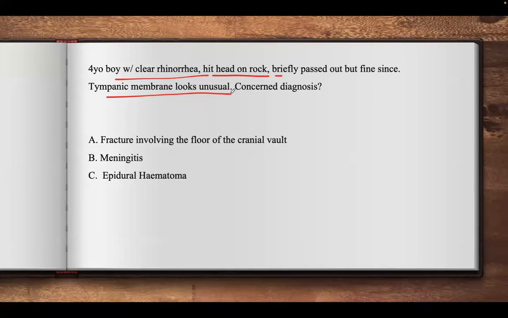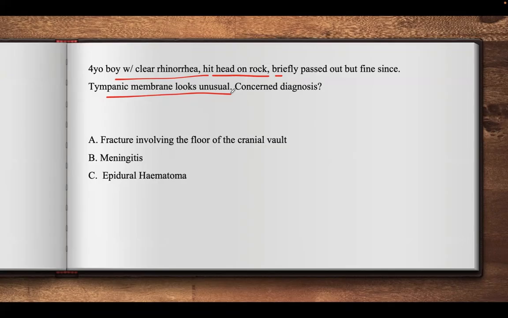Battle sign. That's right. Over the mastoid. Thank you. So battle sign over the mastoid and the raccoon sign around the orbit. So these are two important signs which give you the information about the floor fracture, especially when there's the orbital floor fracture. And tympanic membrane looks unusual. I don't know what they mean, if the question was coming like that, or if the recaller has written like that.